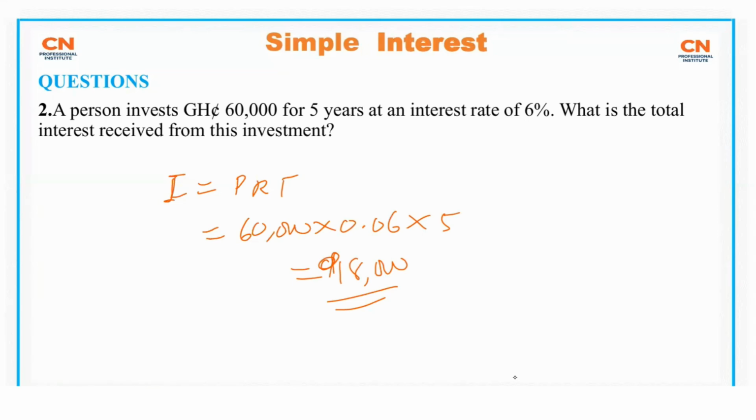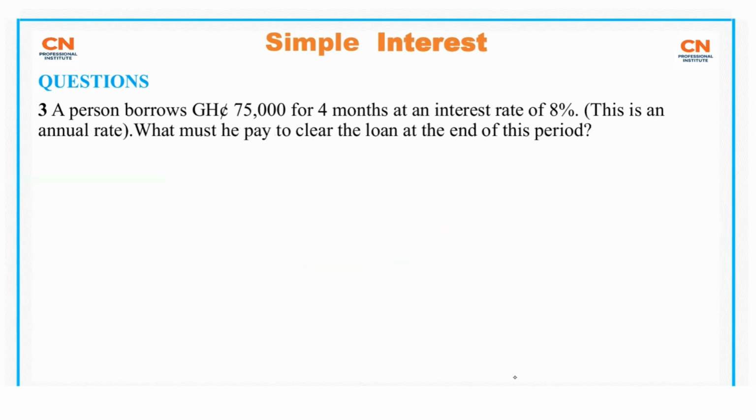Now here we are not asked to calculate the amount that we are going to receive at the end of the period. They said we should calculate only the total interest. If you have to calculate the amount that you will receive at the end of the period, they will add the principal to the interest. In that case, you add the 18,000 to the 60,000, and that gives us 78,000. But here we are not. So very simple.